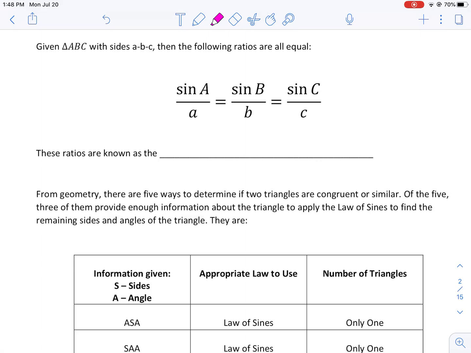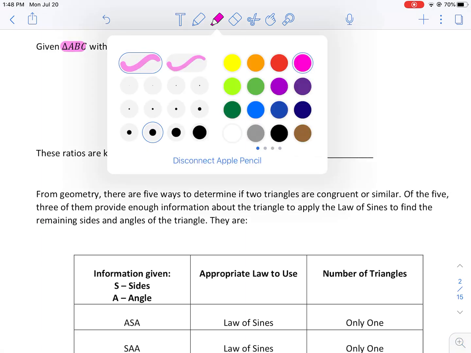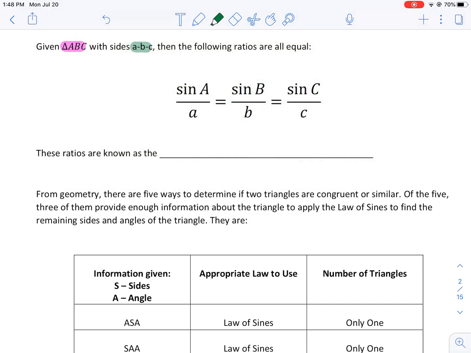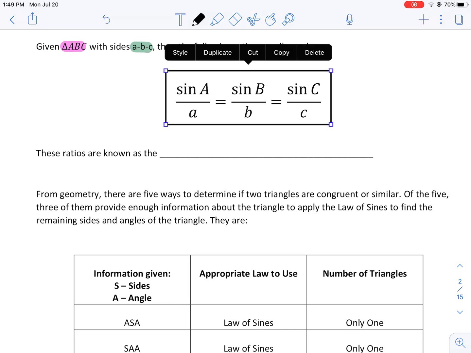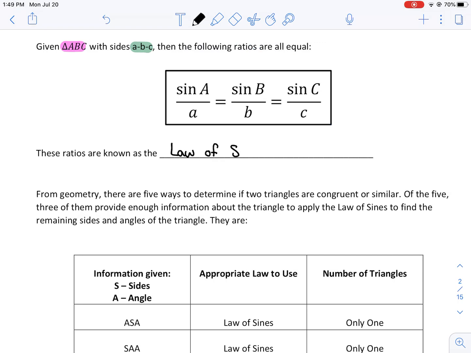So given triangle capital A, capital B, and capital C with sides lowercase a, lowercase b, and lowercase c, the following ratios are all equal. And I'm going to box them. These ratios are known as the law of sines. And I would like to emphasize that capital letters represent angles and lowercase letters represent sides.